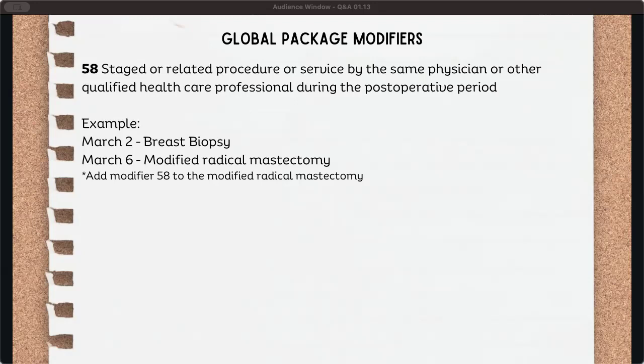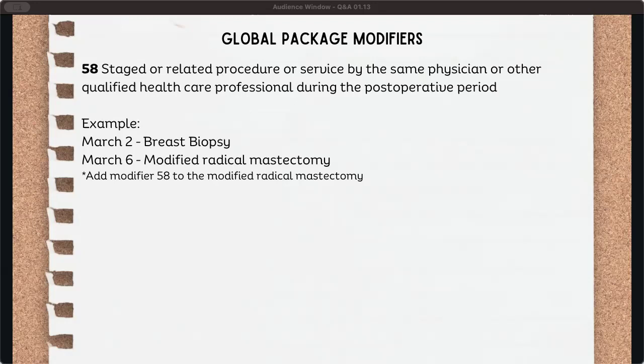Now, I believe the breast biopsy is a 10-day global period. Since the mastectomy is within the global period of your breast biopsy, you would append the modifier 58 to the modified radical mastectomy, not to the biopsy, in order to indicate that we had to do the breast biopsy to determine what the behavior is of that lesion that we biopsied. And then we were able to get the results for that lesion of the biopsy.